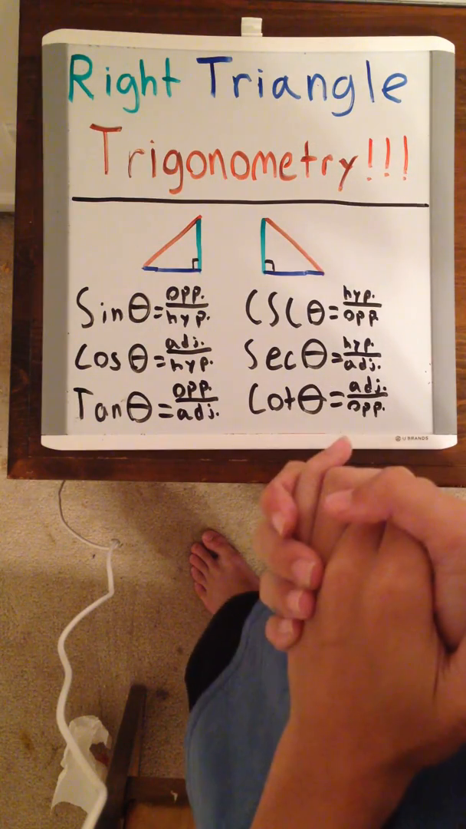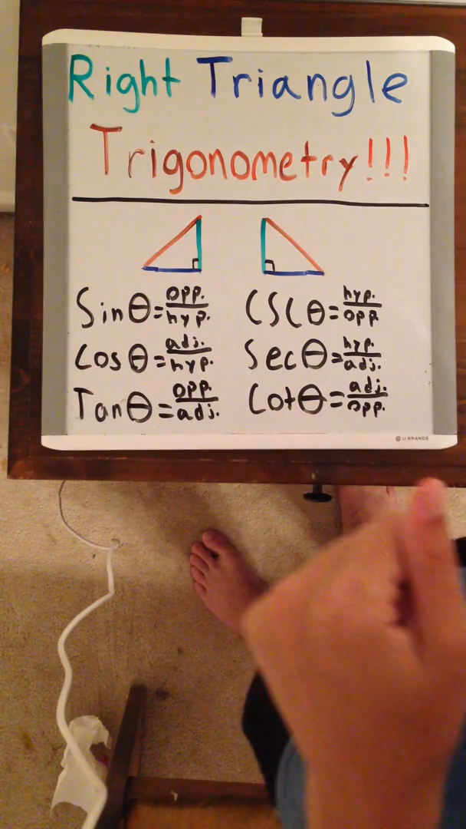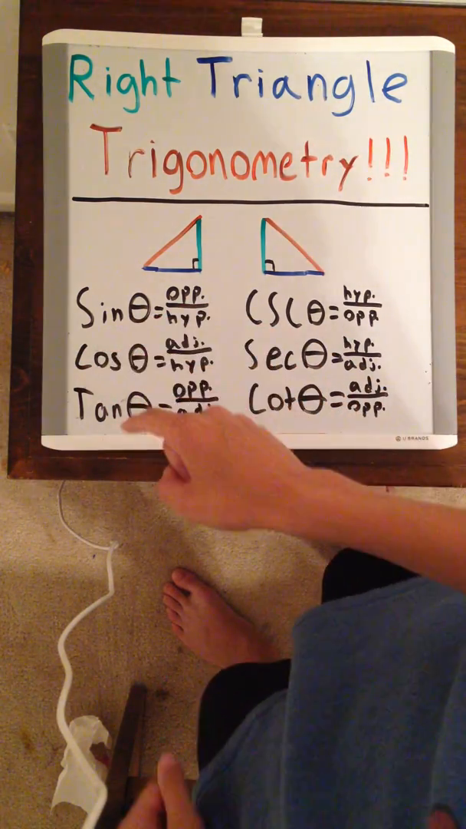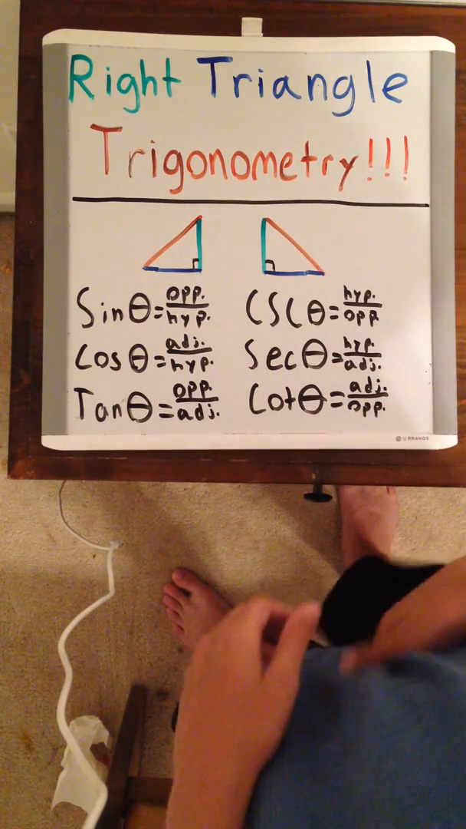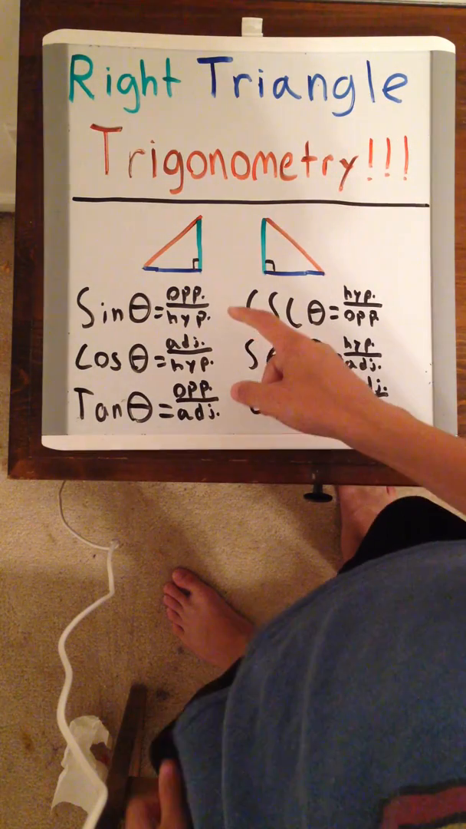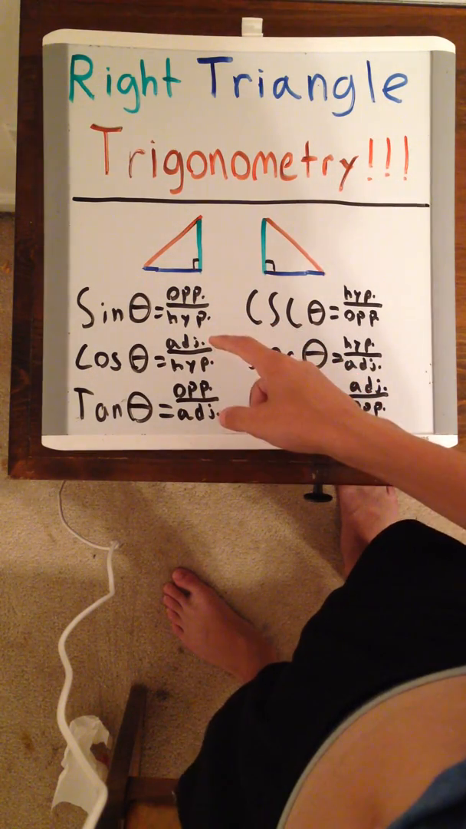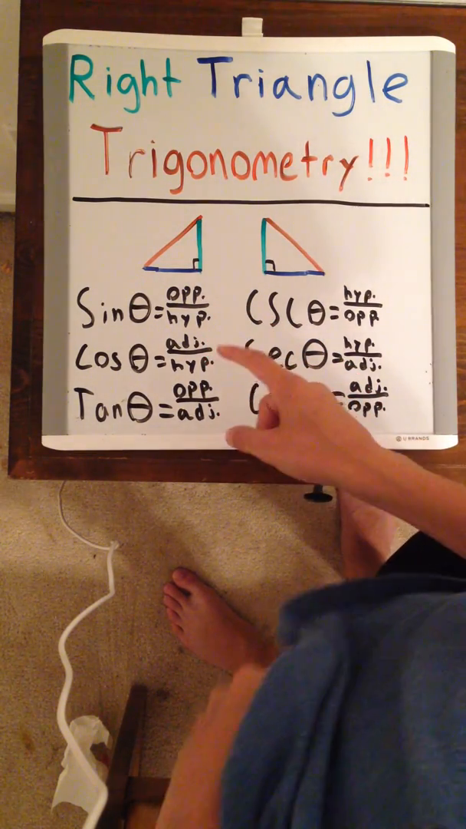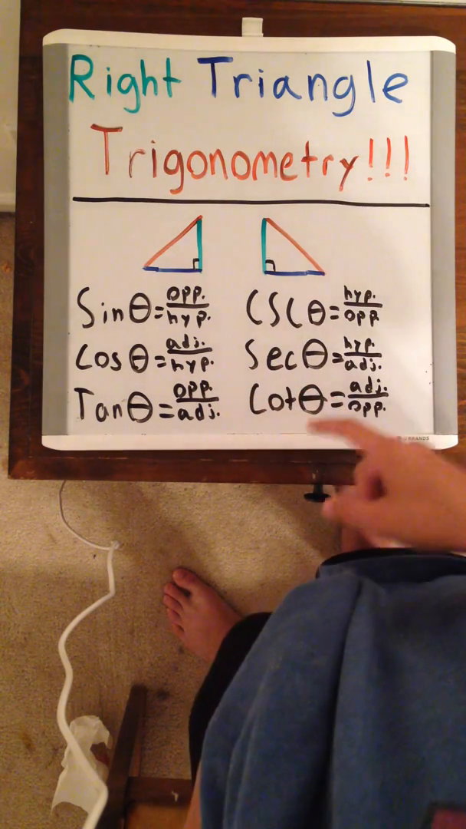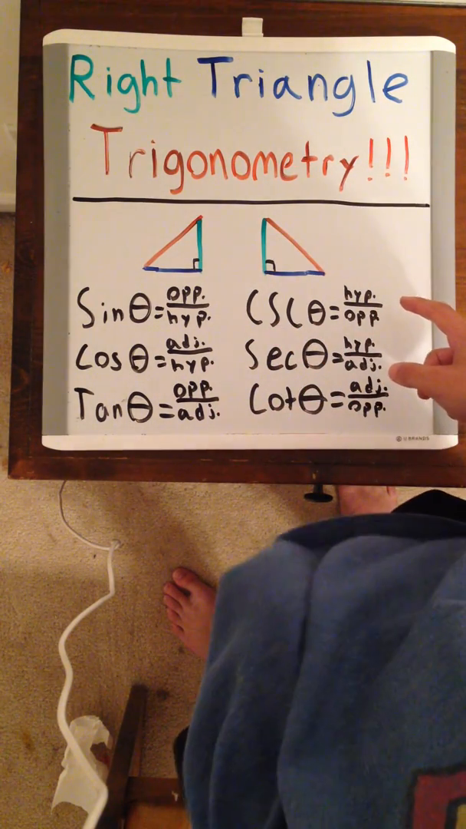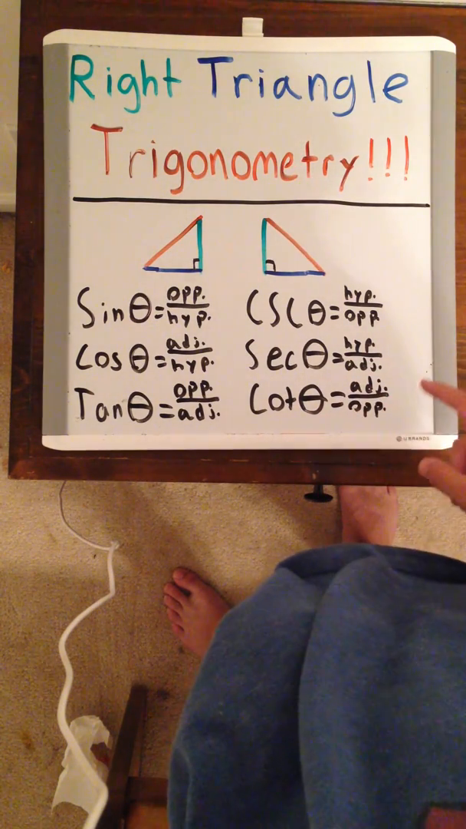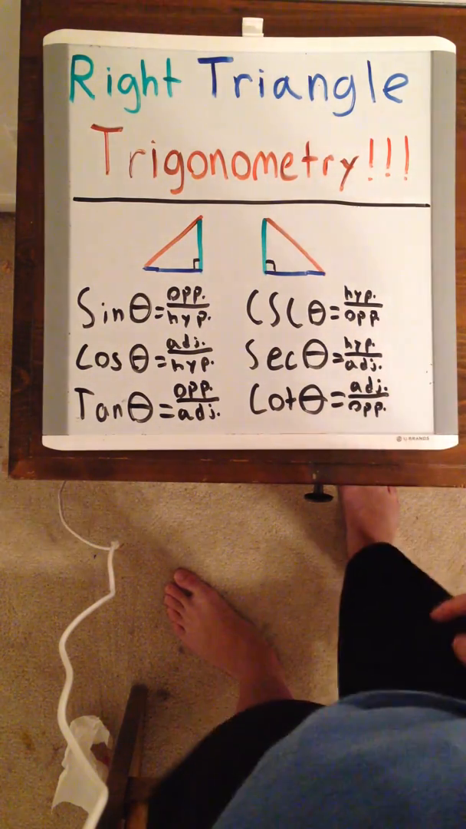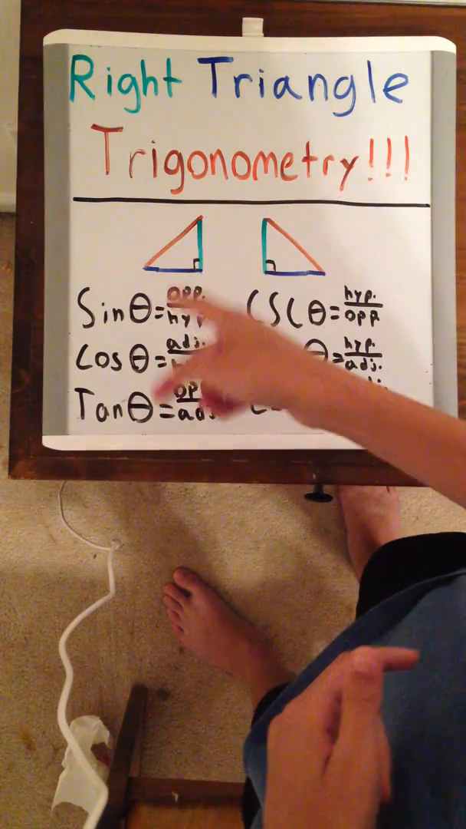Before we start, we got to remember the six major trig functions, which are sine, cosine, and tangent, and their opposites, which are cosecant, secant, and cotangent respectively. Sine equals opposite over hypotenuse, cosine equals adjacent over hypotenuse, and tangent equals opposite over adjacent. Cosecant equals hypotenuse over opposite, secant equals hypotenuse over adjacent, and cotangent equals adjacent over opposite. So they're the reciprocals of the original.